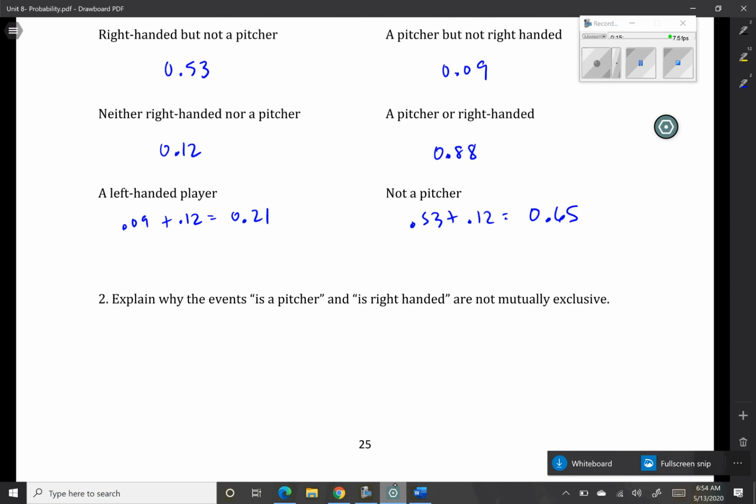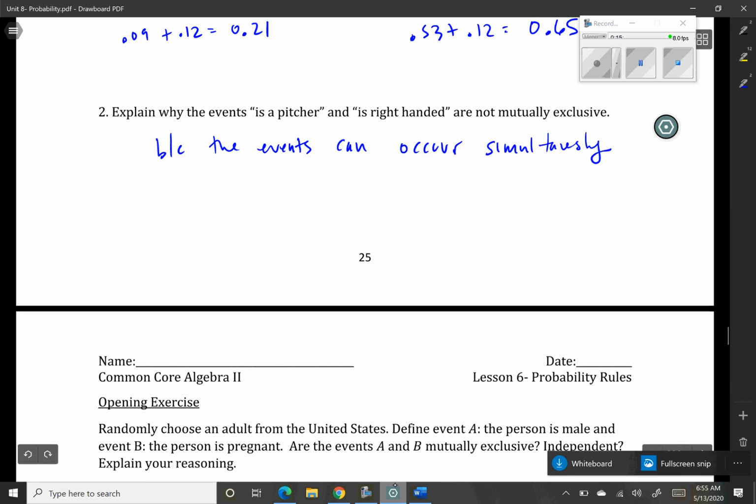Explain why the events of being a pitcher and being right-handed are not mutually exclusive, because the events can occur simultaneously. Right? So being mutually exclusive means that they can't both happen at the same time. Okay, they both can happen individually, but they couldn't happen at the same time. Okay, and that's it.